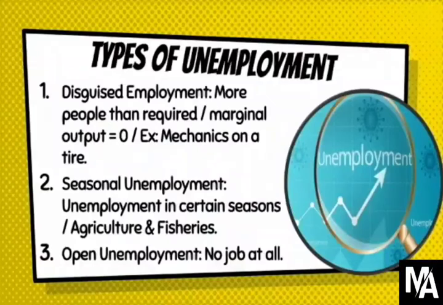First of all, we should understand the types of unemployment. The first one is disguised employment, where there is actually a job available, but more people are employed than the people required, which means that the marginal output of the additional workers is zero. Let me try to explain this by giving you an example. To fit a tire, it takes only one mechanic. It takes only one mechanic to fit a tire or to replace a tire.